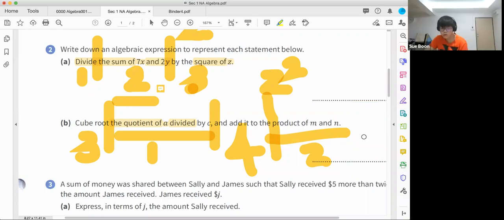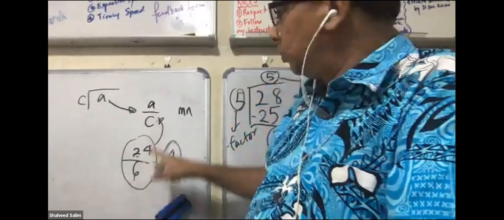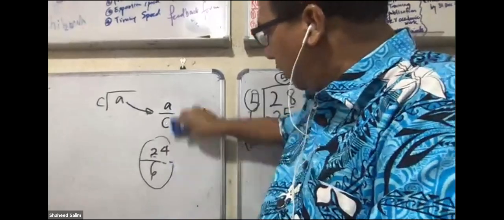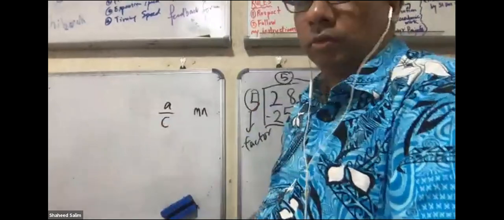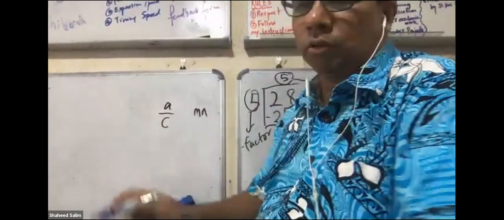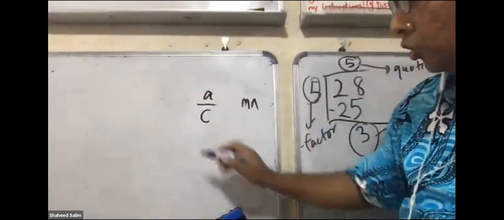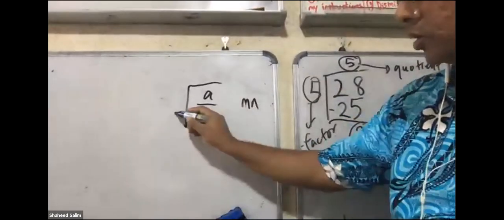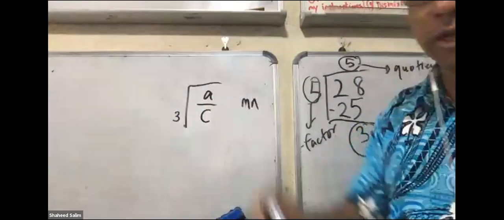Okay, so now you have M, N, all right? Now, they say cube root the quotient of A divided by C. This is A divided by C. Cube root it. Cube root this one, they're asking you. So what do you do? You cube root. How to cube root? This is square root. Cube root is just down here. So A divided by C, cube root it, right?